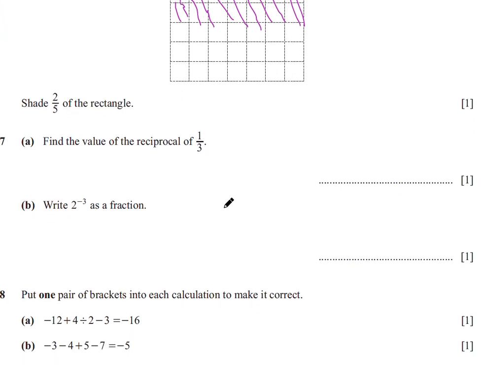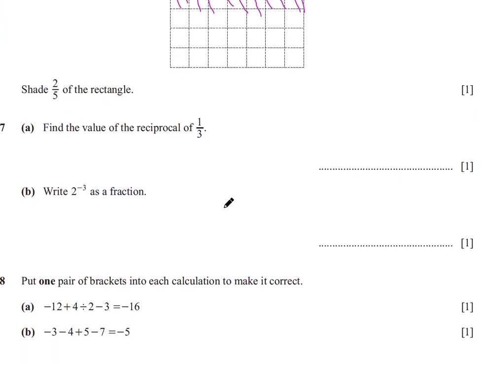Next, find the reciprocal of 1/3. What is a reciprocal? If a number A is given, then its reciprocal is 1 by A. Similarly, if 3 by 8 is given, the reciprocal will be 8 by 3. So the reciprocal of 1 by 3 will be 3 by 1, which is nothing but just 3.